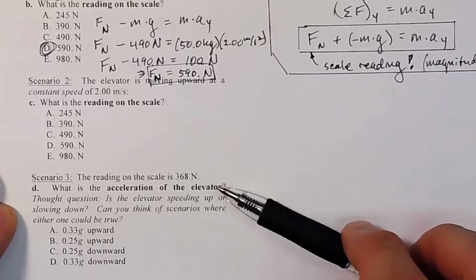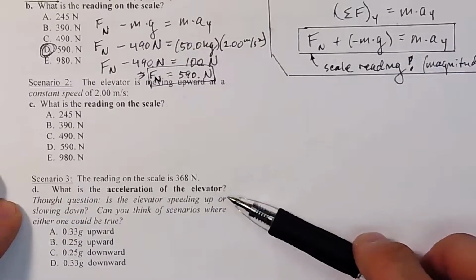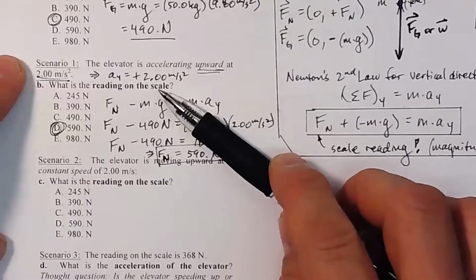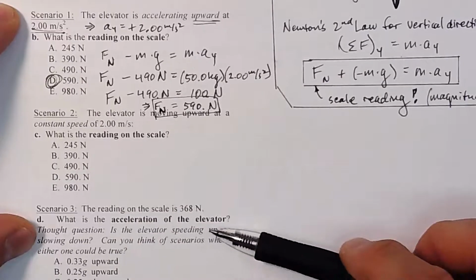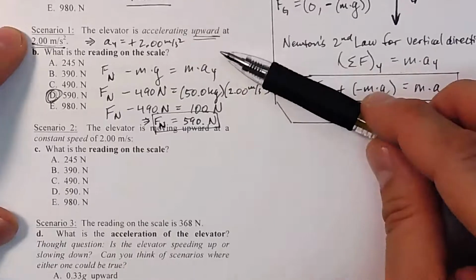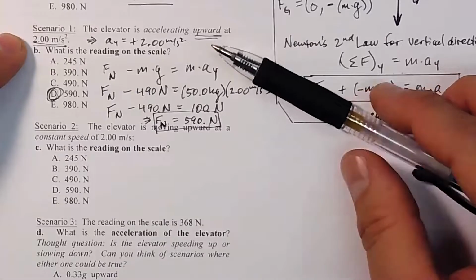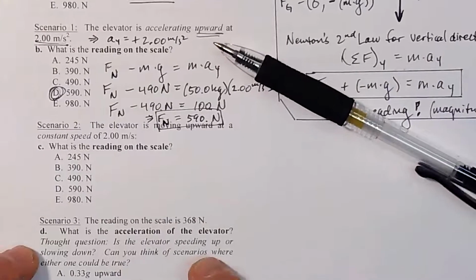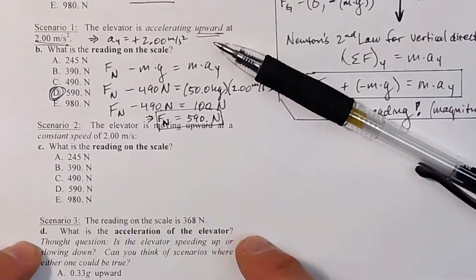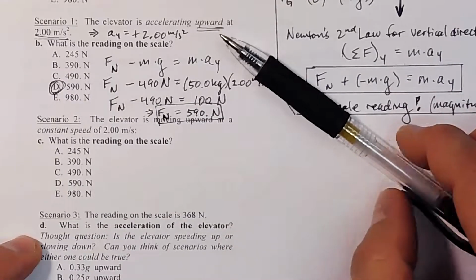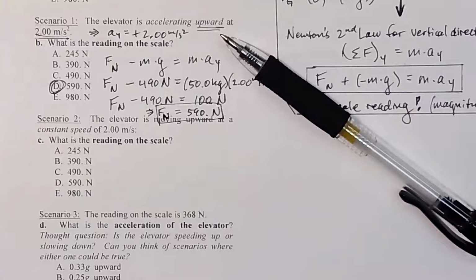I'll say, suppose that you have a positive acceleration like we do in scenario 1. This is just talking about the thought question here. Suppose that you have a positive acceleration. Is the elevator speeding up or is it slowing down? Okay, so we have an upward acceleration. Is the elevator speeding up or slowing down? Or can either one be true?